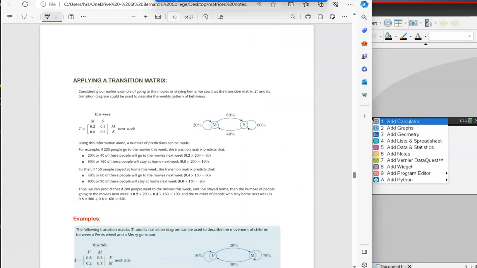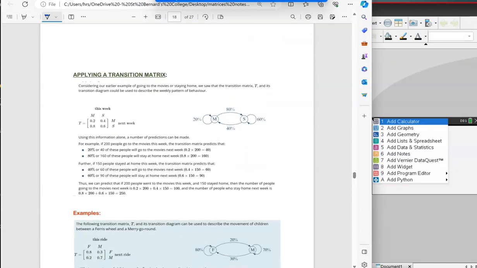All right, so now we're going to apply the transition matrix. I'm going to pause it.